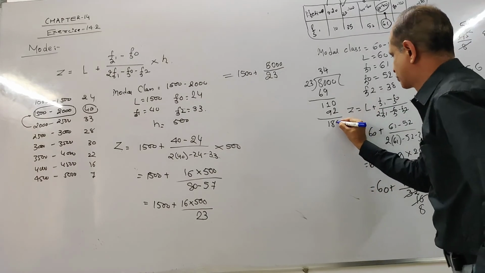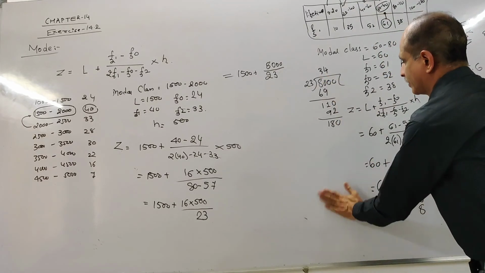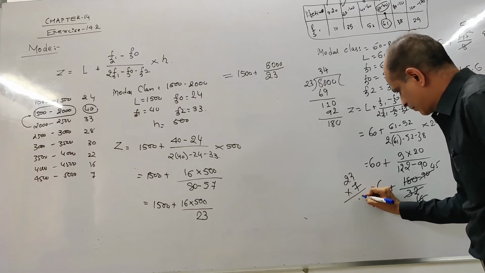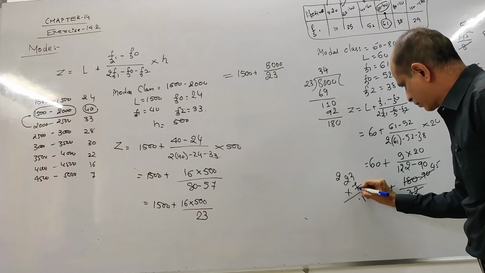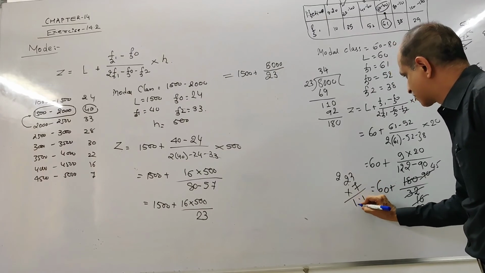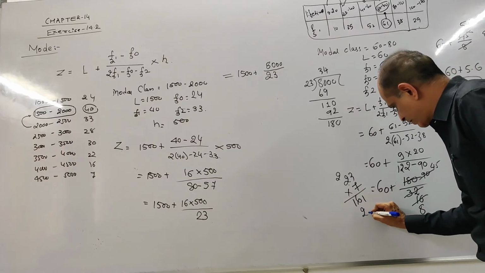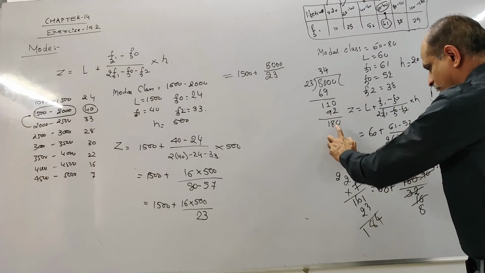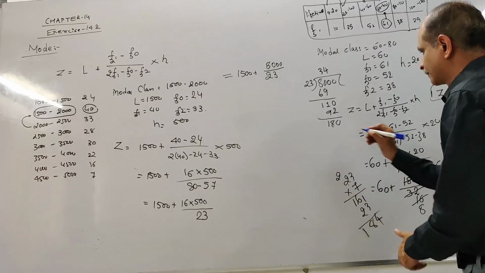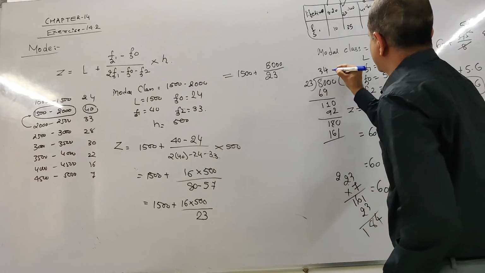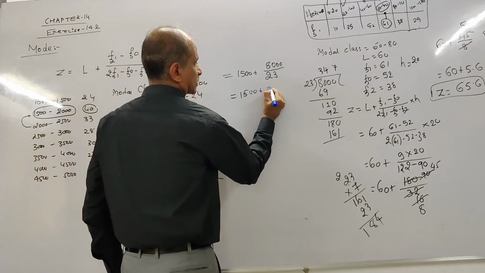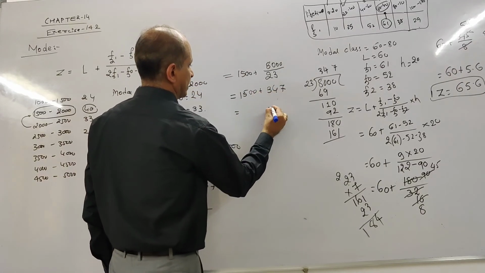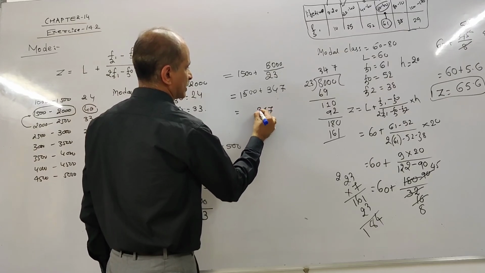Now 180, 0. Now we have to take 23. Let me take 7. 7 3s are 21. 7 2s are 14. Plus 2 16. 161. If you add 23, you get 184. 184 is greater than. So 23 7s are 161. So here 1500 plus 347. So the answer is 7, 4, 5 plus 3, 8.